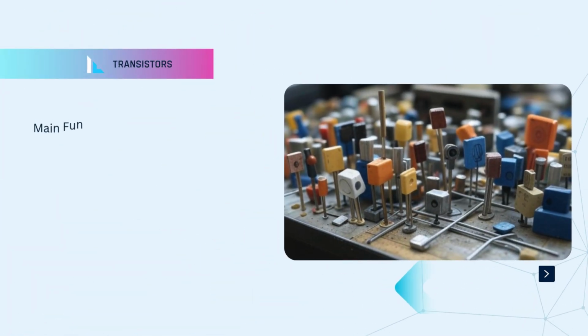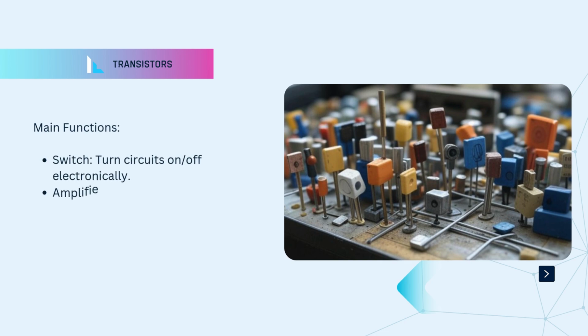Main functions. Switch: turn circuits on/off electronically. Amplifier: boost weak signals, used in radios, audio devices. Application: controlling a motor with a tiny microcontroller output using a MOSFET. Microcontrollers alone can't drive motors, but with a transistor switch, they can.